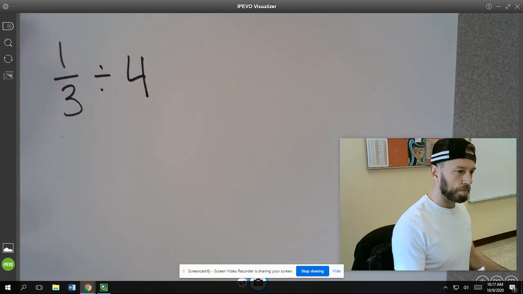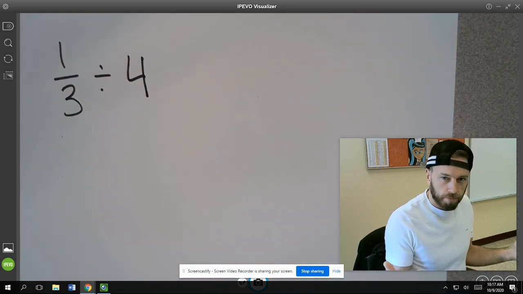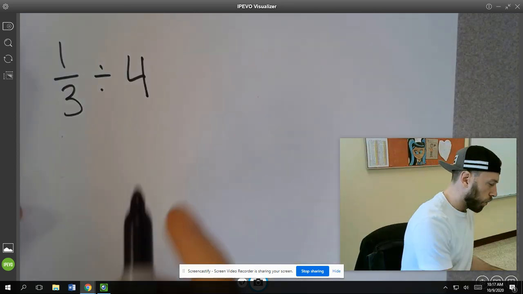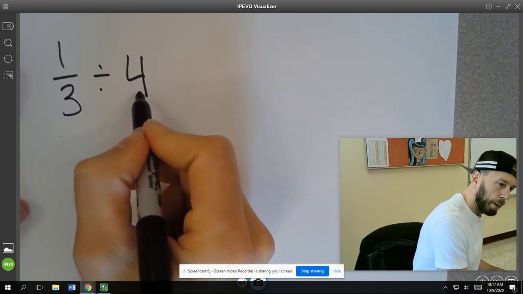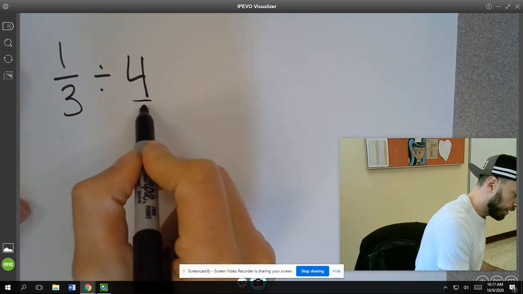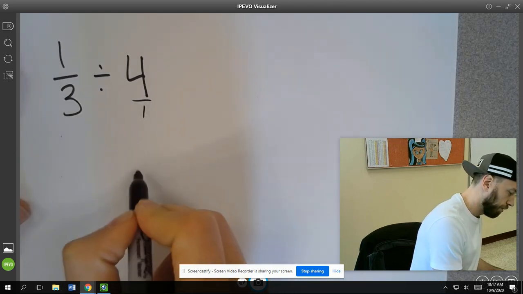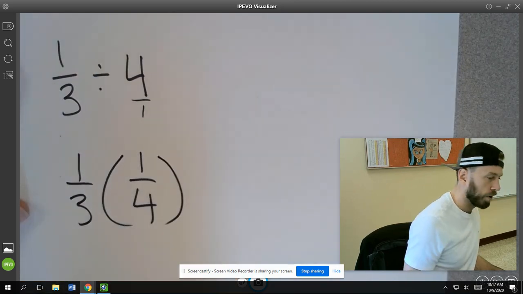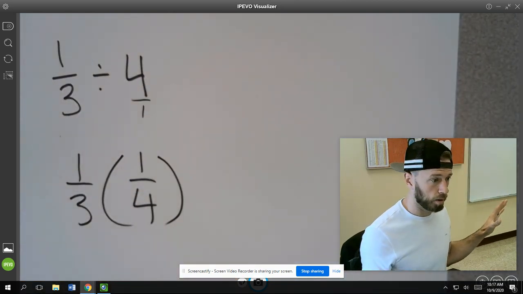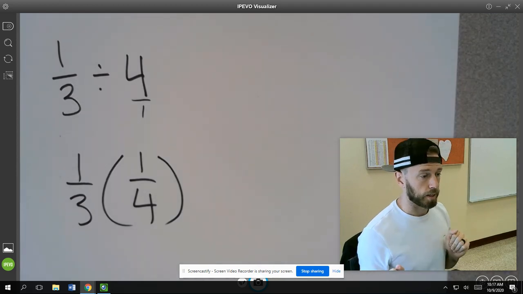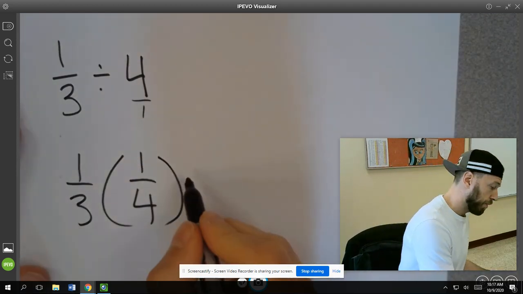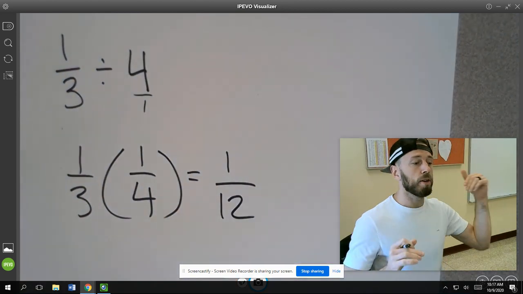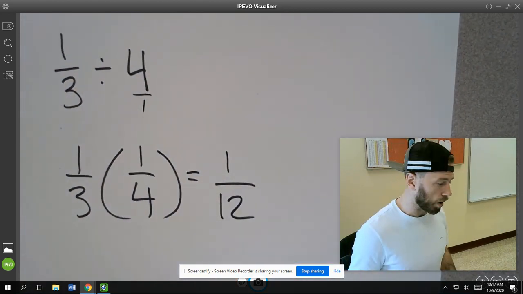1/3 divided by 4. You can't divide them. So we're going to use a little trick called multiplying by the reciprocal. We're going to take 4 and we're going to flip it. So we're going to make it a fraction real fast, and then we're going to flip it so it's 1/4, and then just multiply it by 1/3. Notice how I'm not flipping the first number. Right? I can only flip that second number. Now if I just multiply through, I'll get 1 times 1 is 1, 3 times 4 is 12, and I know that 1/3 divided by 4 is 1/12.